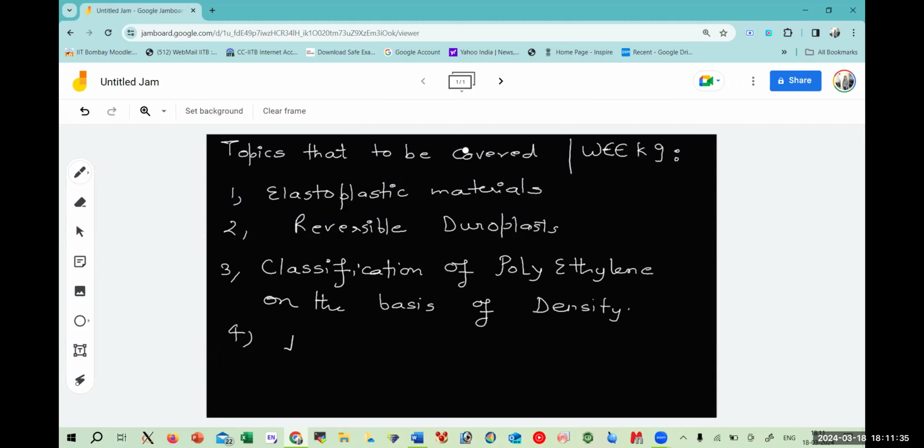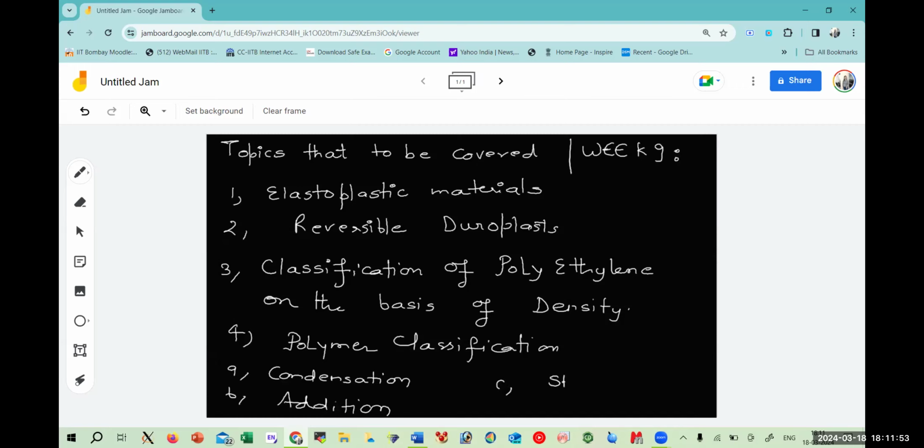Then we will be talking about polymer classification, which has condensation polymerization, addition polymerization, step growth, and chain growth. Different ways of synthesizing the polymer, different processes that are involved, with their examples. We will be discussing these four topics, which are very, very important.